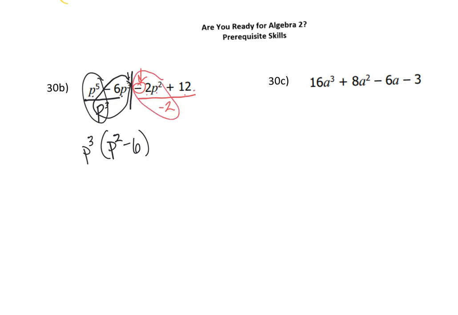So now we're dividing out negative 2. Negative 2p squared divided by negative 2 is positive 1p squared. 12 divided by negative 2 is negative 6.